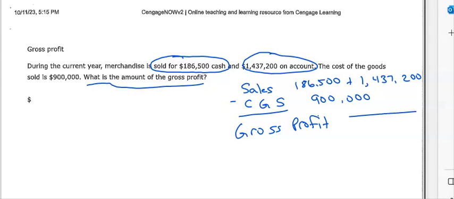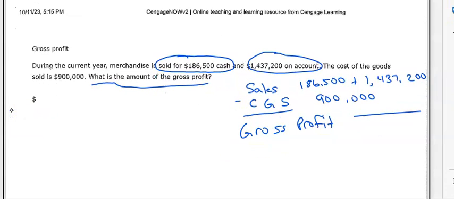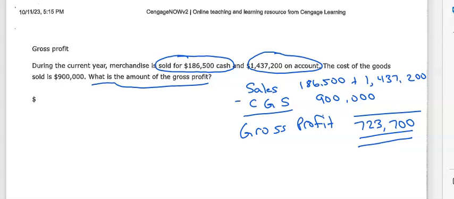So go ahead and get out your calculator and put that in and see what you get. $186,500 plus $1,437,200 minus $900,000. I get that my gross profit is $723,700. So the answer is that. Okay, and I have included the PDF of this so that you can open it and print it, but you could also just go into Cengage and print the whole assignment and get it that way. All right, so let's go to the next page.